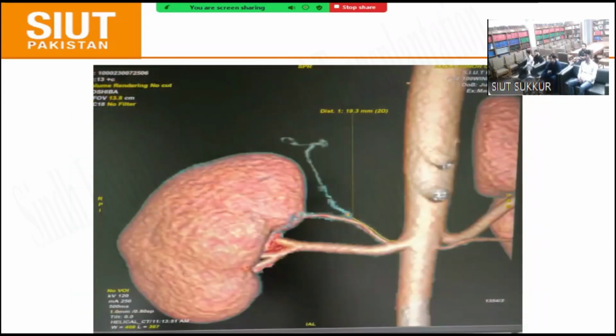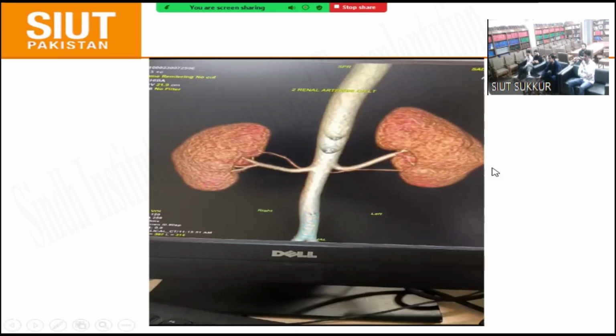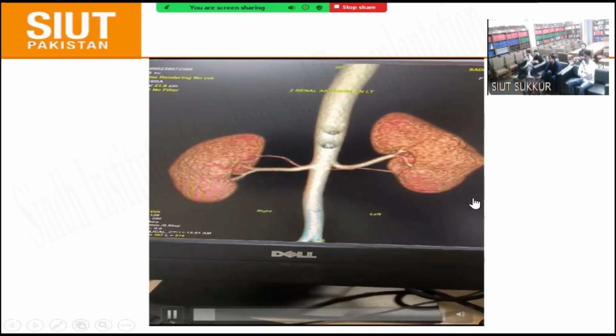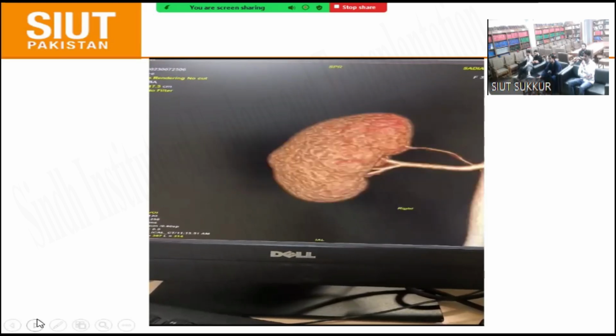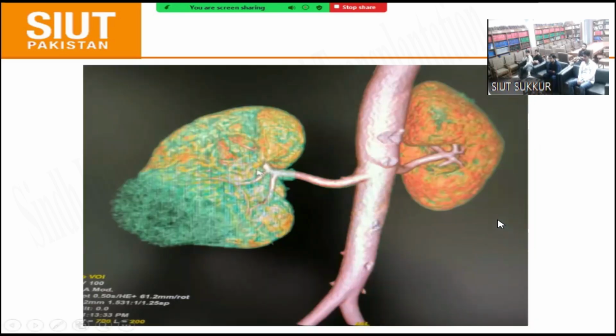So these are a few reconstructive images which we commonly use in our patients for transplantation. So anybody comment on this picture? Or the left side, dual system. What is this pink thing? Anybody? Exophytic left-sided lower pole renal mass, right? And this one is the right renal mass.